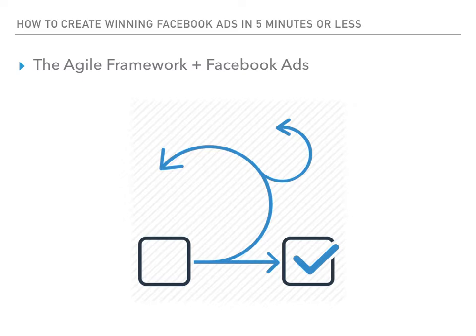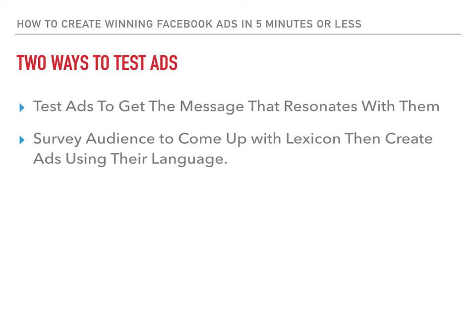People try to hire the world's best copywriter for thousands of dollars, but why do that? Facebook is the great place to test all of those things. We'll talk about this a bit further, but before we do, let's talk about the two ways to test ads on Facebook. You can test ads to get the message that resonates with your audience. There are things we can test for, and we'll talk about that in the next slide, things you can test in your ad to figure out over time what's going to resonate with them so they click through to your website and you can present them with your offer. That's one way to do it.